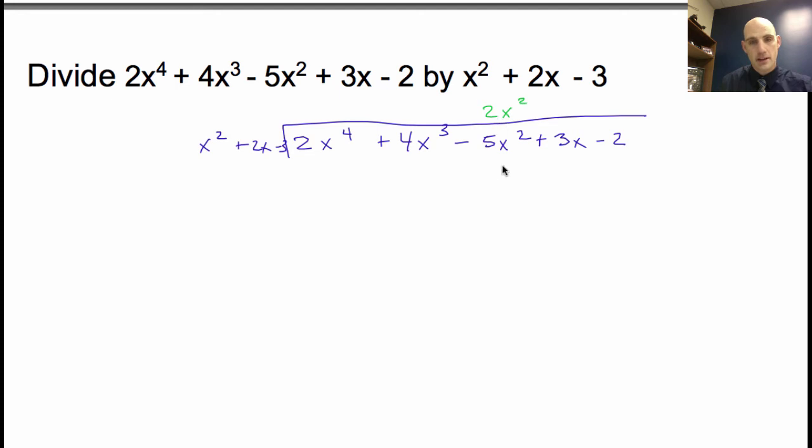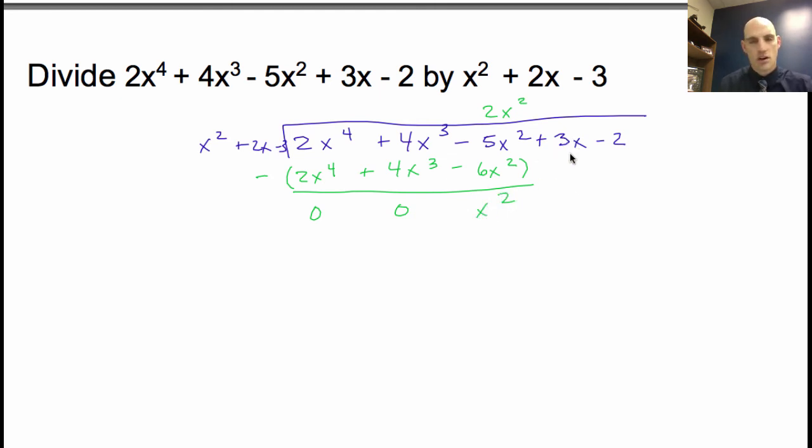And I'm making sure to keep it in line with my x squared columns. That's okay that not all of them are full here. So I've got 2x squared times x squared would be 2x to the fourth. 2x squared times positive 2x would be 4x to the third. 2x squared times minus 3 would be minus 6x squared. And as I go to subtract, I've got 0. I've got 0. That was a 2 for 1 special there. And as I subtract a negative 6x squared, I end up with an x squared.